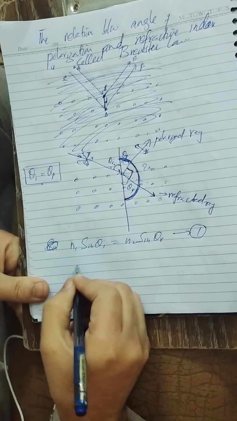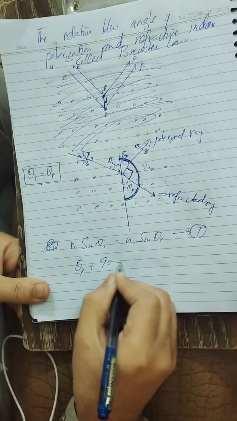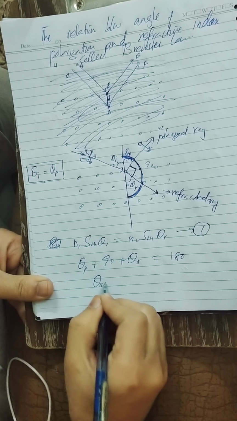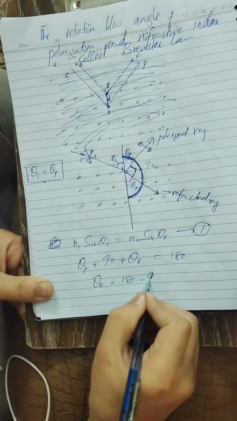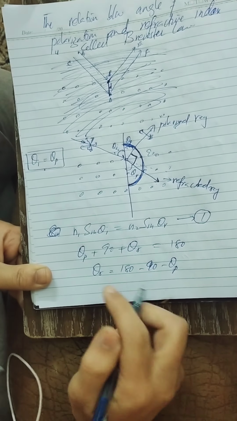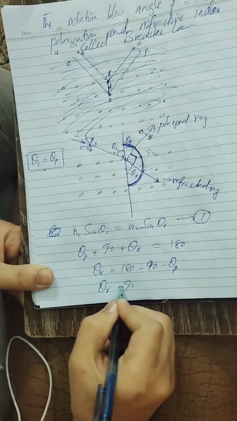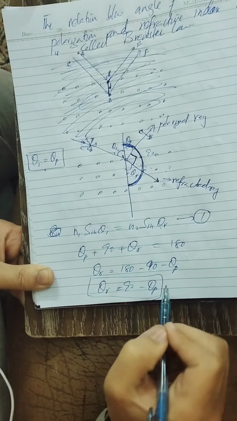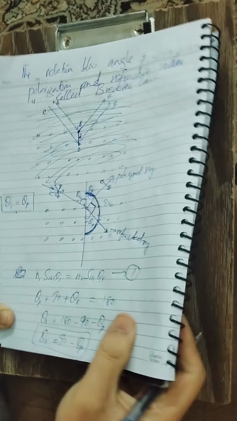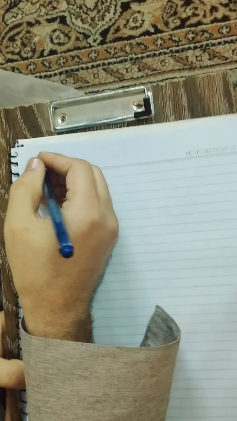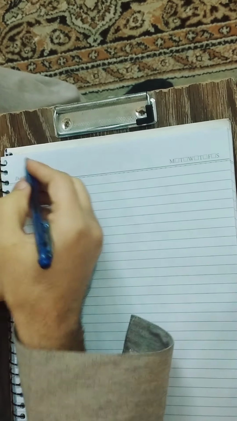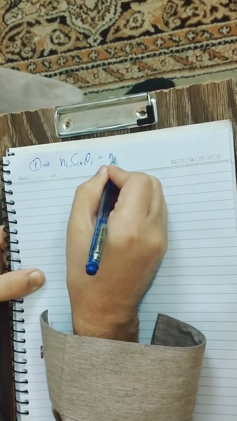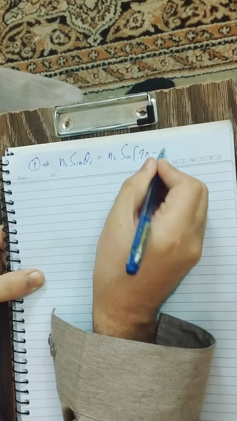If we sum all these three angles, the polarized angle, 90 degrees, and the refracted angle, the answer will be 180. Shifting these two to the other side, it will be minus: 180 minus 90 minus theta p, so it will be 90 minus theta p. Putting this value in equation number 1, n1 sine of theta of incident is equal to n2 sine of (90 minus theta p).